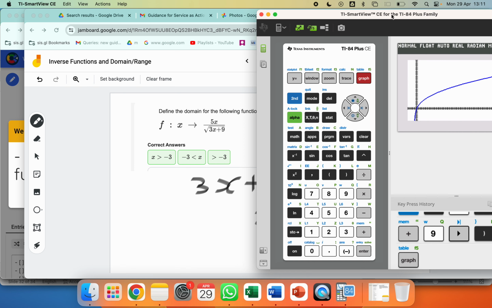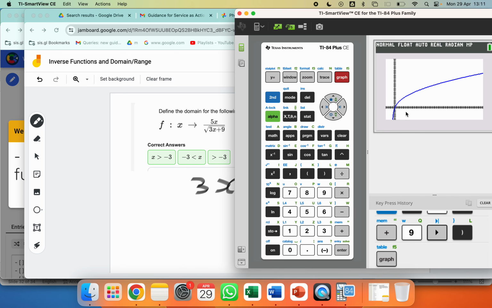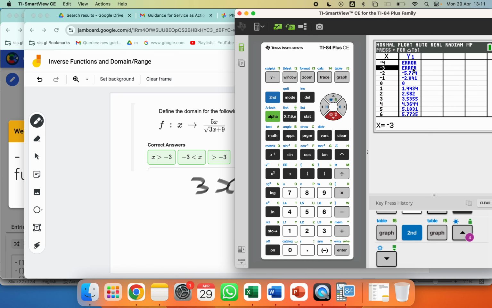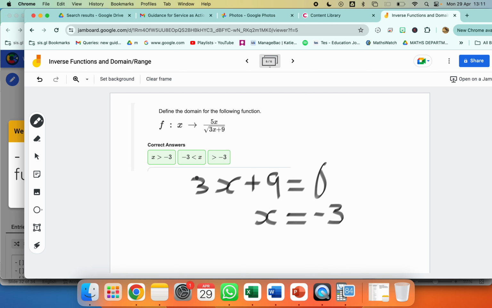Sometimes you don't need to. We look at the graph, and there's going to be a point here to do with -3 for the x. Let's have a look. So if we scroll up the table, you can see that we have actually got an error at -3, and that's why it's going to be bigger than or equal to -3.